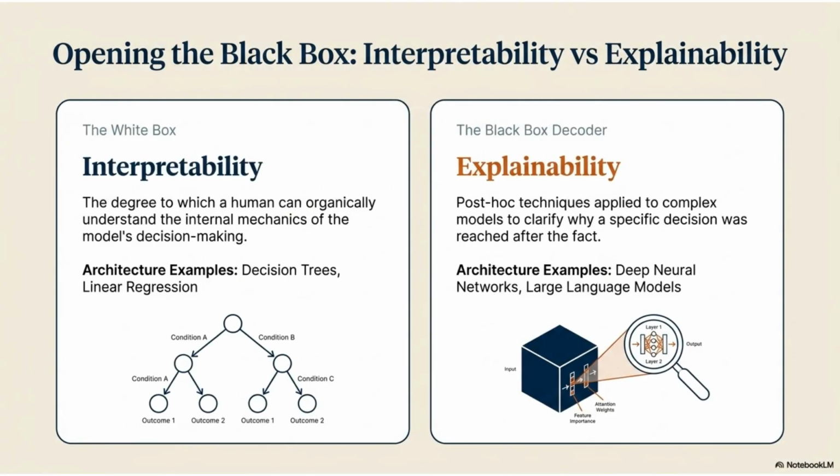Interpretability refers to models that are inherently understandable, like decision trees. Explainability, however, refers to post hoc techniques used to clarify why complex black box models like deep neural networks reached a specific decision. Both are essential for biomedical AI transparency.